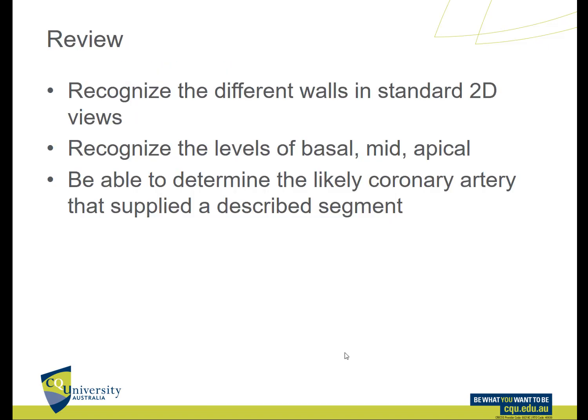So essentially the takeaway from this lecture is just to recognize the different walls in standard 2D views. So for instance, the inferior wall, what view are you going to see that in? You're going to see that in the apical two-chamber, things like that. I want you to be able to recognize which walls you see where. Recognize the levels of basal, mid, or apical. I tend to say distal, but that's just me, and possibly my North American ways, I don't know. And I'd like you to be able to determine the likely coronary artery that is supplying the described segment.